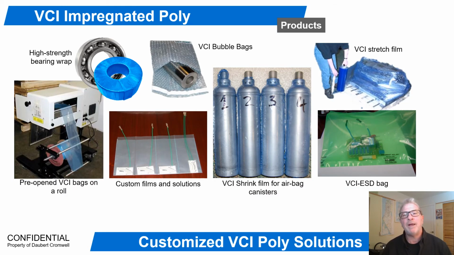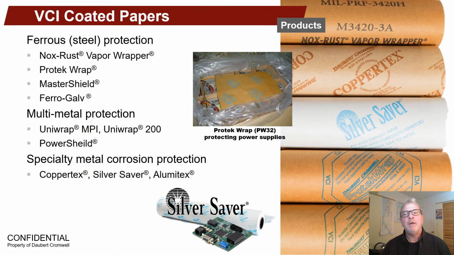Here are some examples of those products in use. Paper-coated VCI is the oldest and most traditional method of delivering VCI. It continues to be popular due to the large amounts of VCI that can be loaded onto a square sheet.